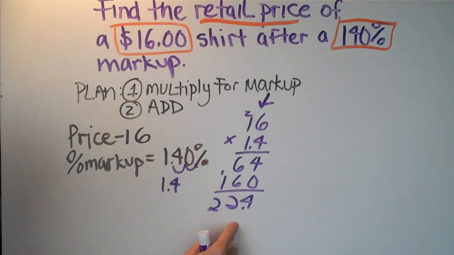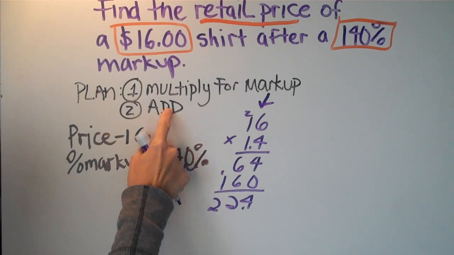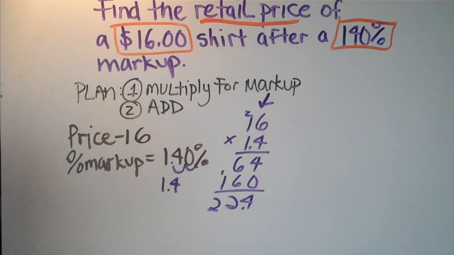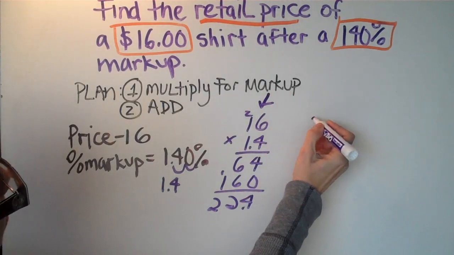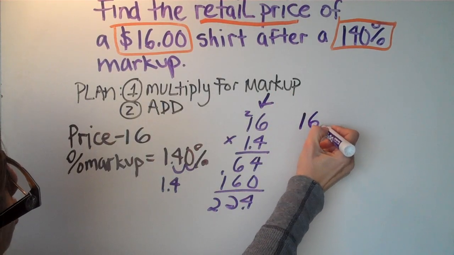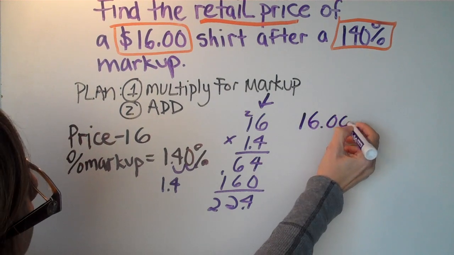Now what do we have to do? We have to go ahead and add that to the original price. Well, we know the original, I'm going to put the decimals in too. The original price is right here. It was $16, right?